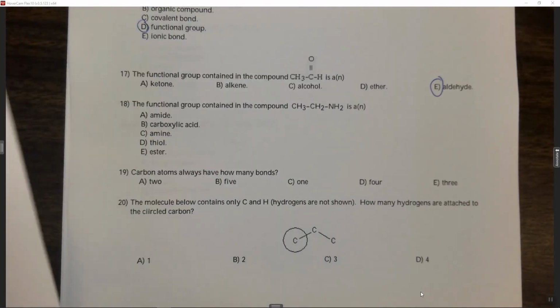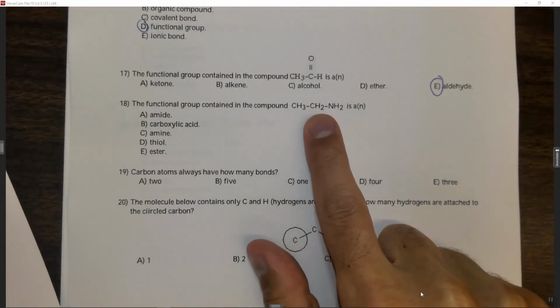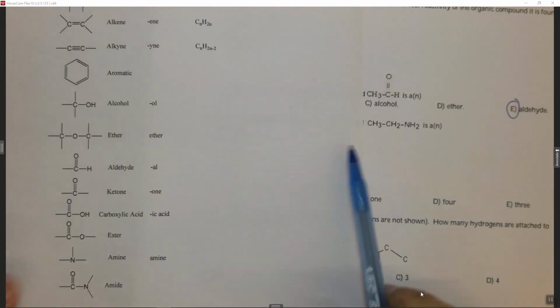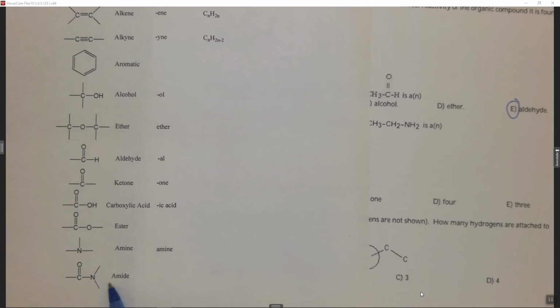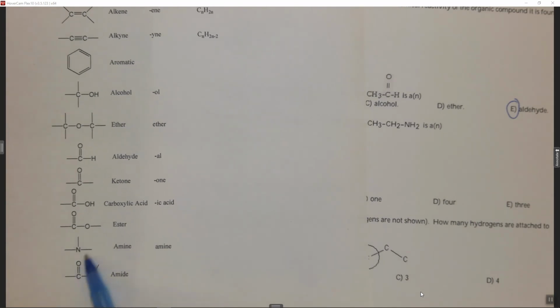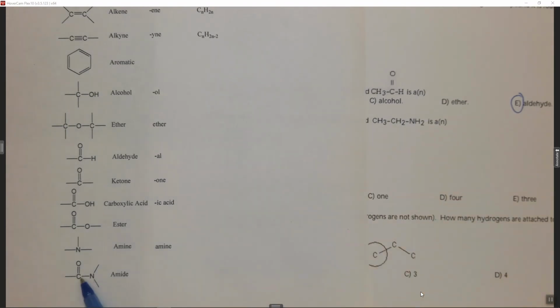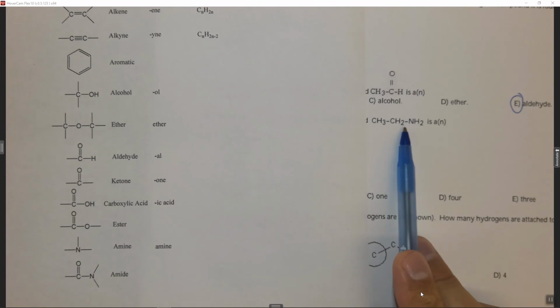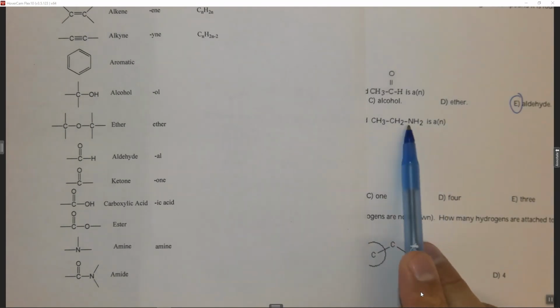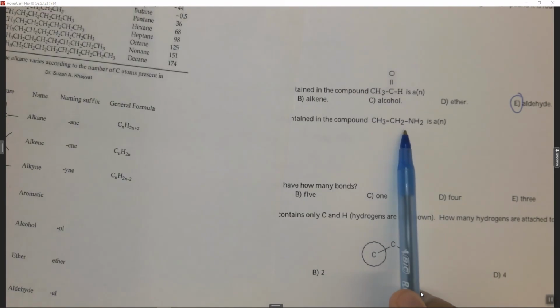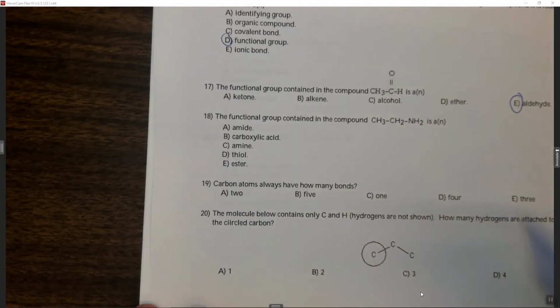Number 18 says, the functional group contained in the compound CH3CH2NH2. So if we look at our list of functional groups, what we find is there's only 2 that have N's in them. This N is bonded to 3 other things. If you look at this N, it's bonded to 2 H's and this. This N is bonded to a C double bond O. This molecule does not have a C double bond O. So, by finding the N, we know it's either this functional group or this functional group. And what we're looking for is the C double bond O. If it has a C double bond O, it's an amide. If it doesn't, it's an amine. This one does not have a C double bond O, so this one is an amine, choice letter C.